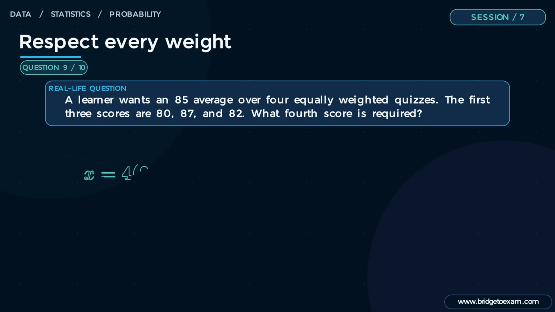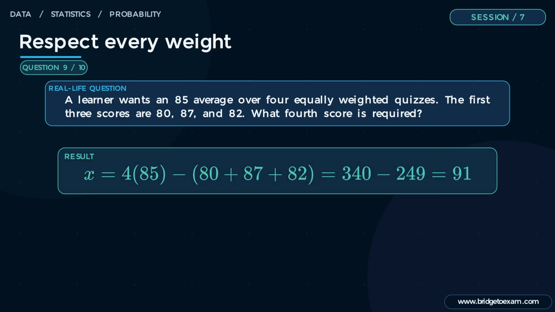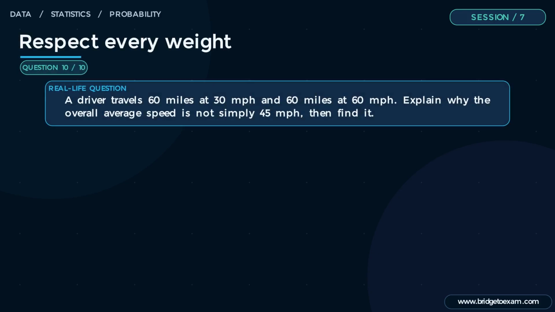Quick check. Verify that 249 plus 91 divided by 4 equals 340 divided by 4 equals 85. This matters in real life because target average calculations help learners set concrete performance goals. Example 10. A driver travels 60 miles at 30 miles per hour and 60 miles at 60 miles per hour. Explain why the overall average speed is not simply 45 miles per hour, then find it.